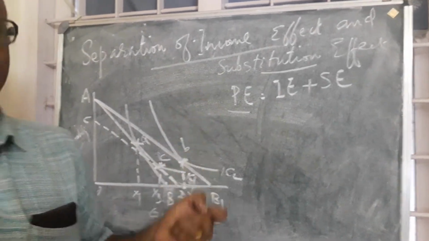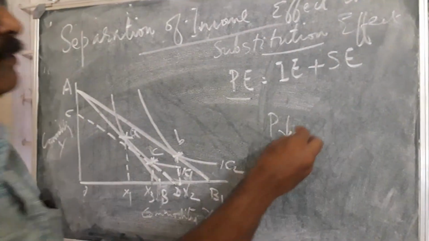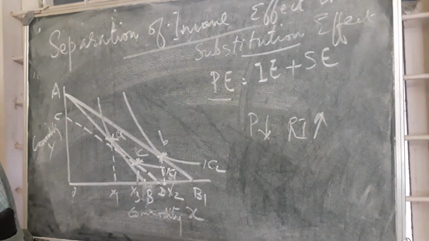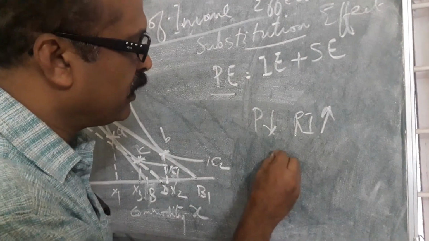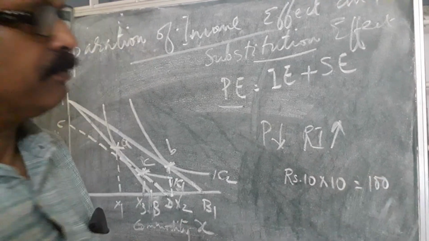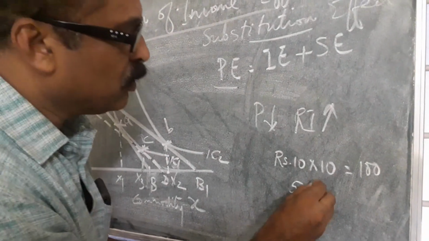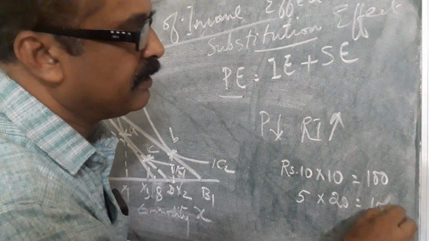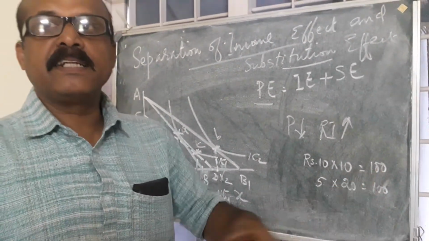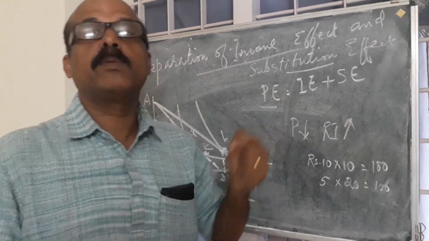When the price of a commodity falls, the real income of the consumer increases. Say the price of a commodity is rupees 10, he is able to buy 10 units if his income is 100. Now if the price falls to rupees 5, he is able to buy 20 units for the same rupees 100. So though the nominal income, the money income, is 100, his real income or purchasing power has increased because of a fall in the price of the commodity.